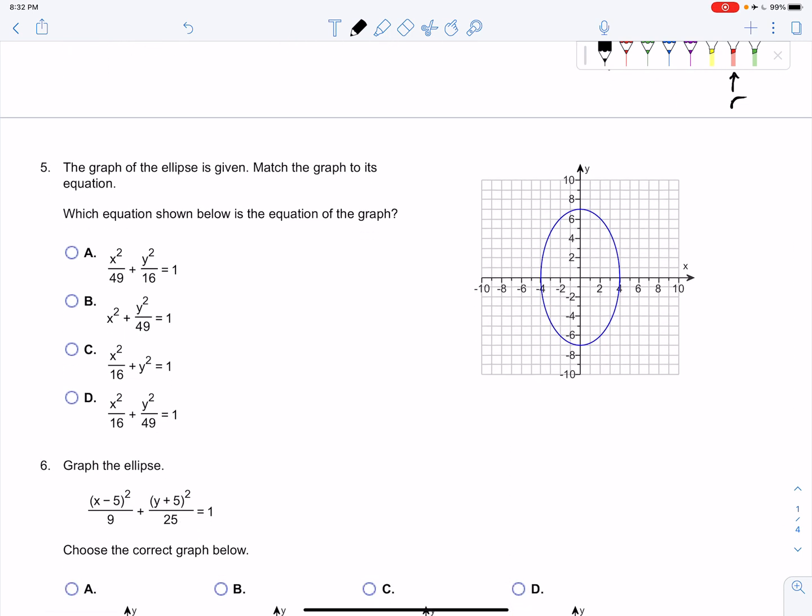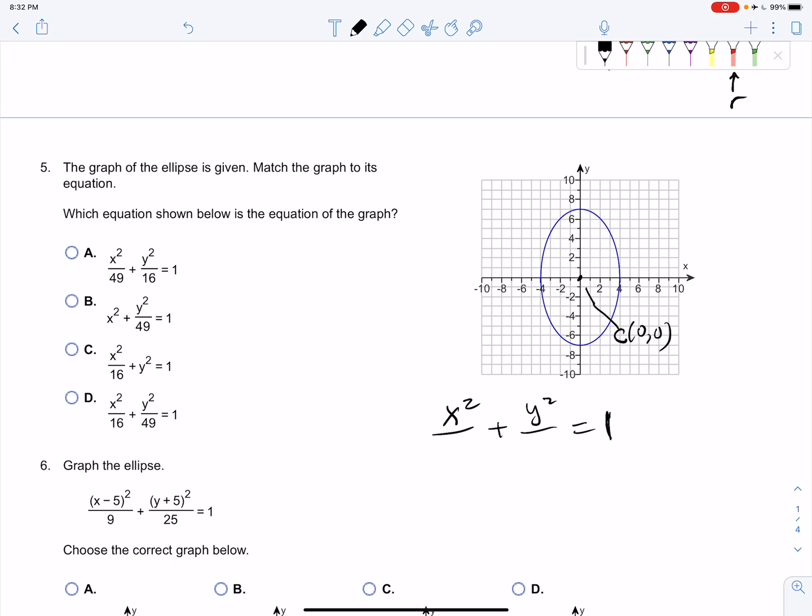Well, the first thing I'm going to look at is, yeah, it's centered at 0, 0. Okay, so it's centered at 0, 0. That's the center. So that means that this is going to have to be x squared plus y squared. And we do know ellipses, we like to have them equal to 1.